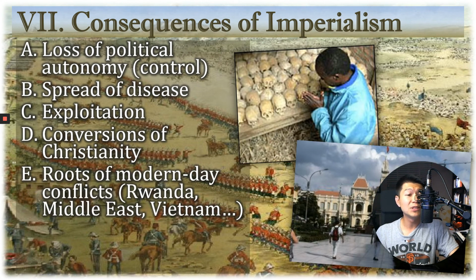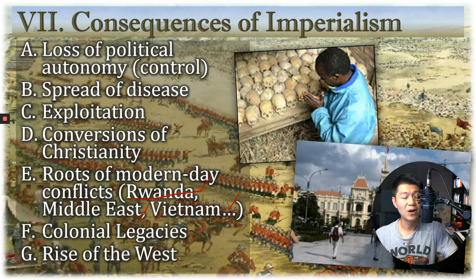And not only that, but some of the roots of modern day conflicts. Western imperialism will create boundaries and borders that never existed before. It may not even be natural. They're going to lead to modern day wars in Vietnam, in the Middle East. And if you have watched the movie Hotel Rwanda, this is an example of a case of European colonialism gone wrong.